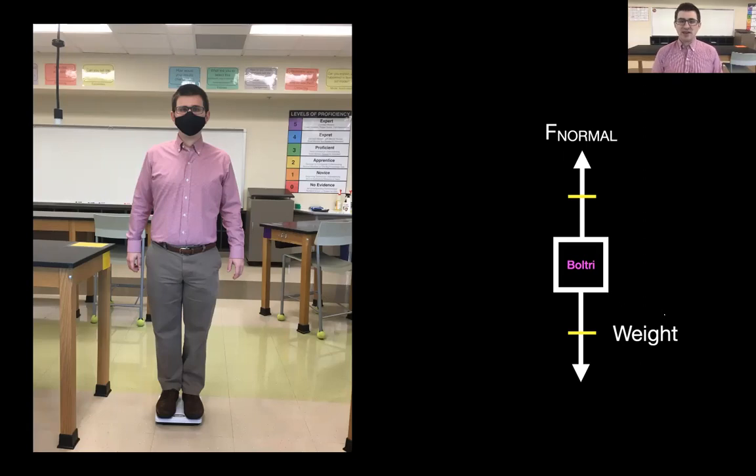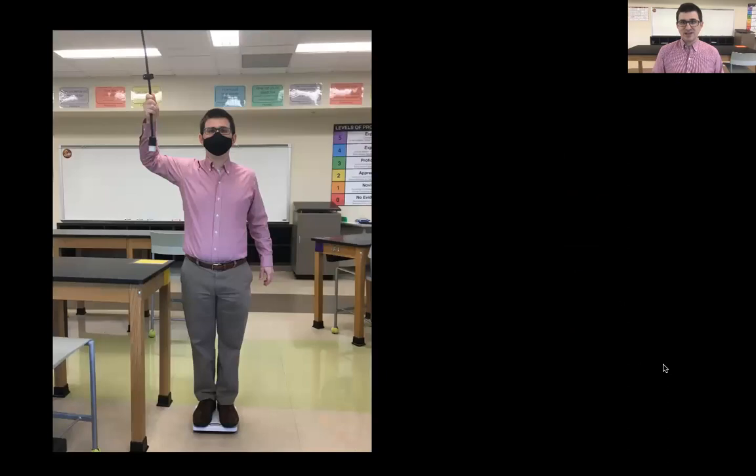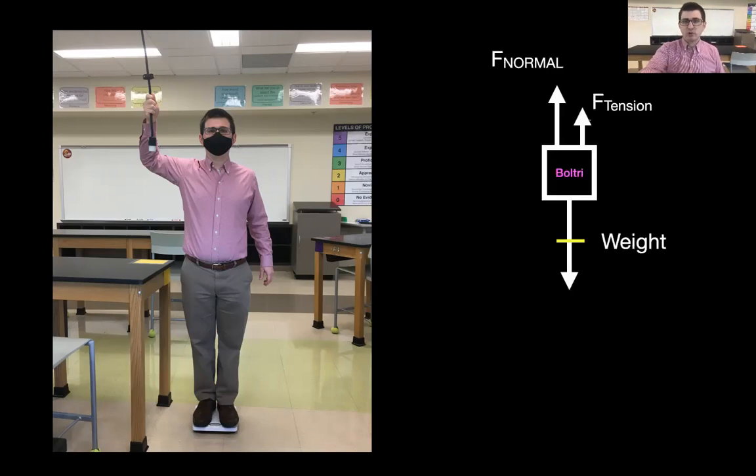But if I use the scale incorrectly, let's say as I'm standing on the scale, I'm pulling down on a string, the string pulls back up on me according to Newton's third law. Force by Boltri on string equals the force by string on Boltri, just equal magnitude, opposite directions. So you'll notice that there is a tension force pulling me upward. Because I'm still stationary, my forces still have to be balanced. So there's a weight that's still pulling me down that hasn't changed at all. The force of gravity didn't decide to pull on me less.